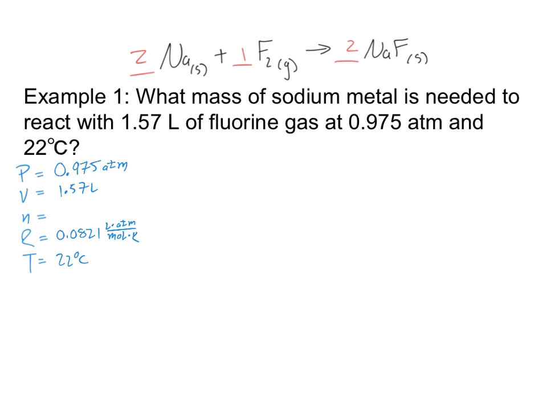So just like before, we have to make sure that all of our units are in the appropriate units, and I see that my pressure is in atm, my volume is in liters, my ideal gas law constant is in the appropriate number, and I need to change the Celsius to Kelvin by adding 273, and I get a value of 295 K. So I'm going to go ahead and set up my ideal gas law, which is PV equals nRT. And because we're looking for a mass, the only thing that allows us to get to a mass eventually is the mole quantity. So I'm going to solve for moles in this case.